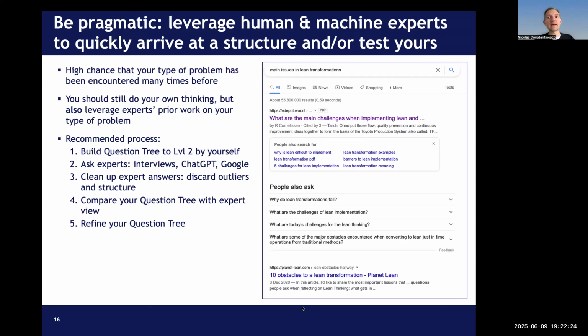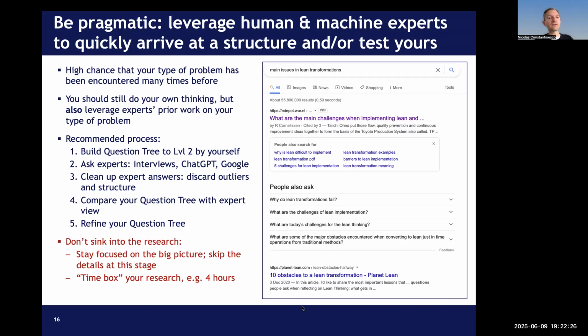What I would say though is, don't sink into research. This is a big risk if you go into Google. If you start trying to find structure for your problem by asking Google, because Google means you're going to need to click on many links and look at whatever those websites are, and that starts to become potentially a very time-consuming activity.